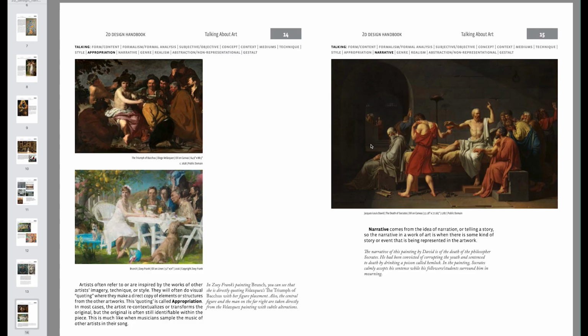He has been convicted of corrupting the youth and sentenced to death by drinking a poison called hemlock. In this painting, Socrates calmly accepts his sentence with his followers and students surrounding him in mourning. This is a famous painting and a famous story about the defiance of death and telling the truth and examining the world as being always a death-defying feat in the face of the total status quo, all the way back during the Greek period.